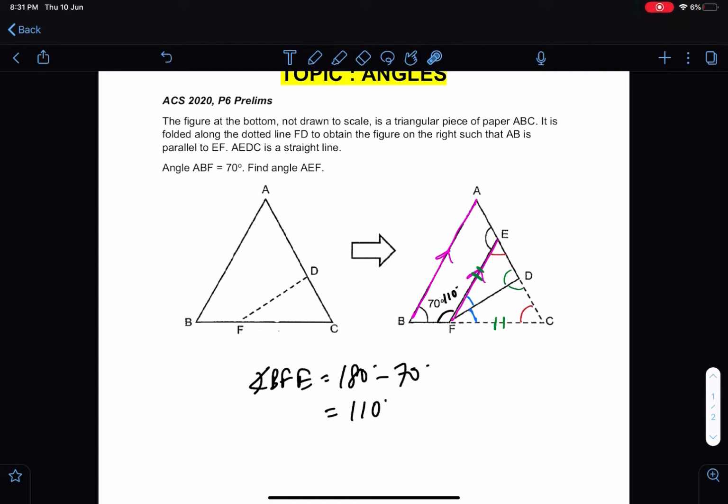Which we can then move on along this straight line here to find angle EFC, which is this one here. EFC will be 180 minus 110, which is 70 degrees.